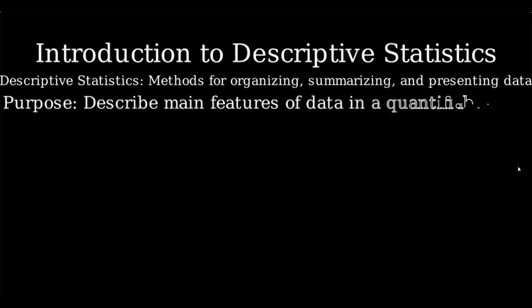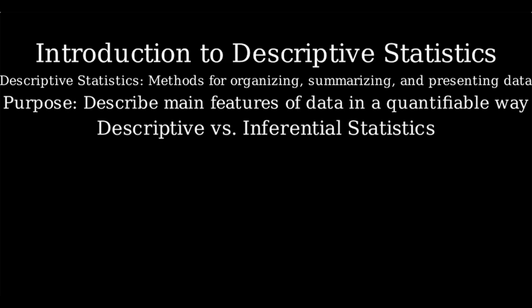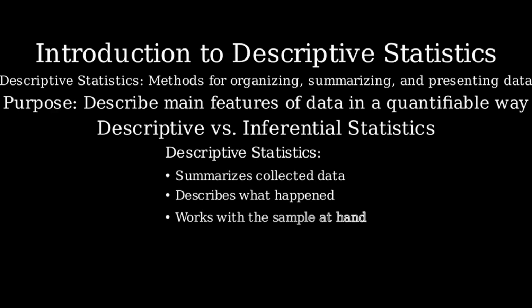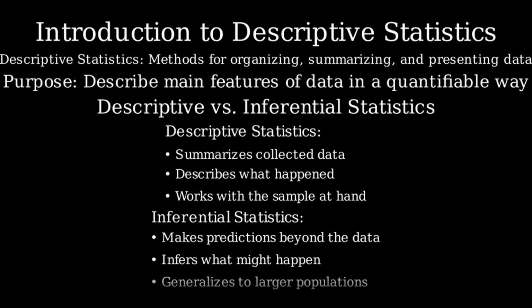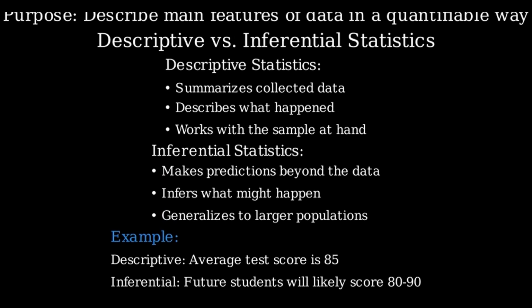The main purpose is to describe the main features of information collected in a quantifiable way. Before we dive deeper, it's important to understand that descriptive statistics differs from inferential statistics. Descriptive statistics focuses on summarizing and describing the actual data we have collected. In contrast, inferential statistics uses that data to make predictions or inferences about a larger population. For example, a descriptive statistic might tell us the average test score of a class, while inferential statistics would help us predict how students in general might perform on similar tests.